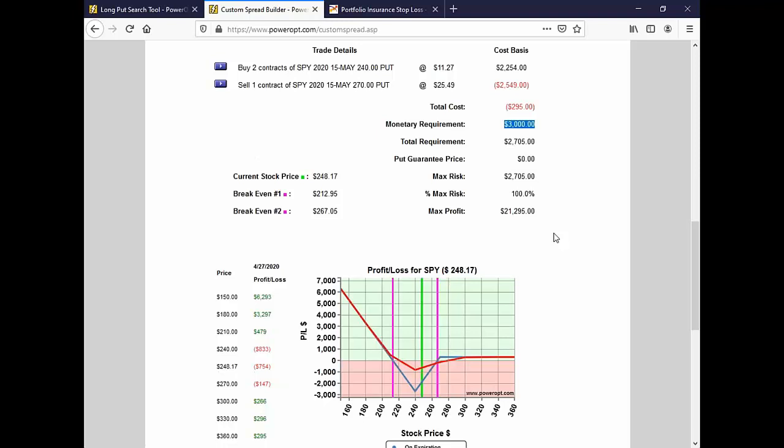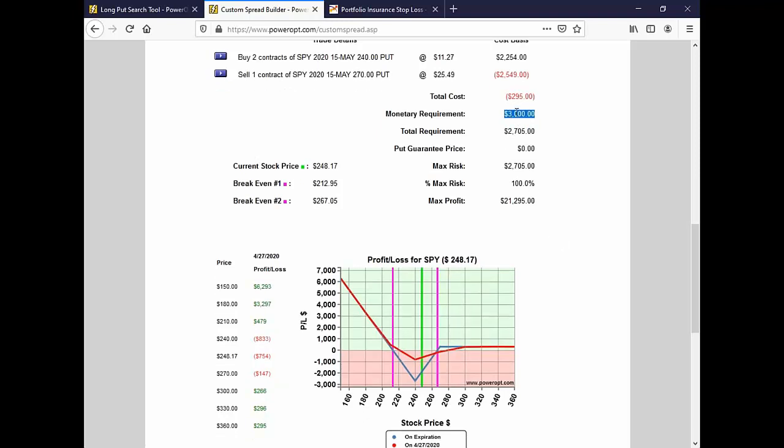Here's my margin requirement on the back spread, $3,000. Why? And this is just one contract. Because I sold an in-the-money 270 put and bought an out-of-the-money 240, which is an out-of-the-money bull put credit spread of 30 points. I have to cover that margin. Okay?